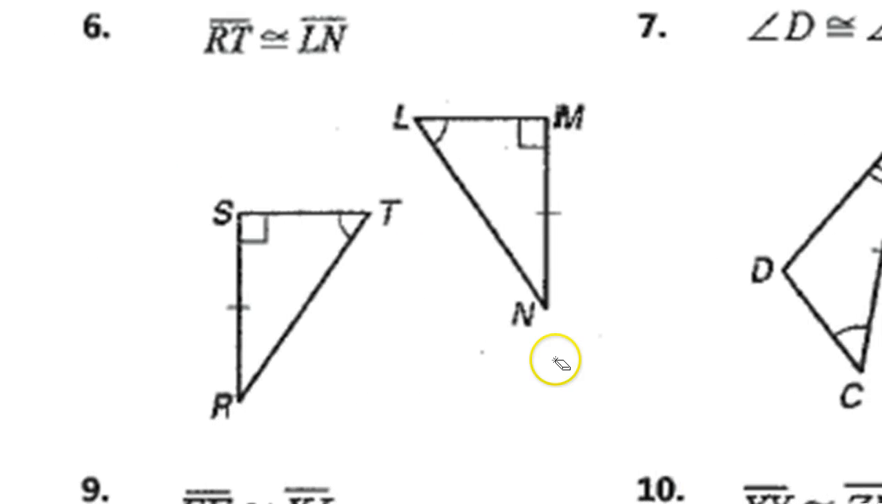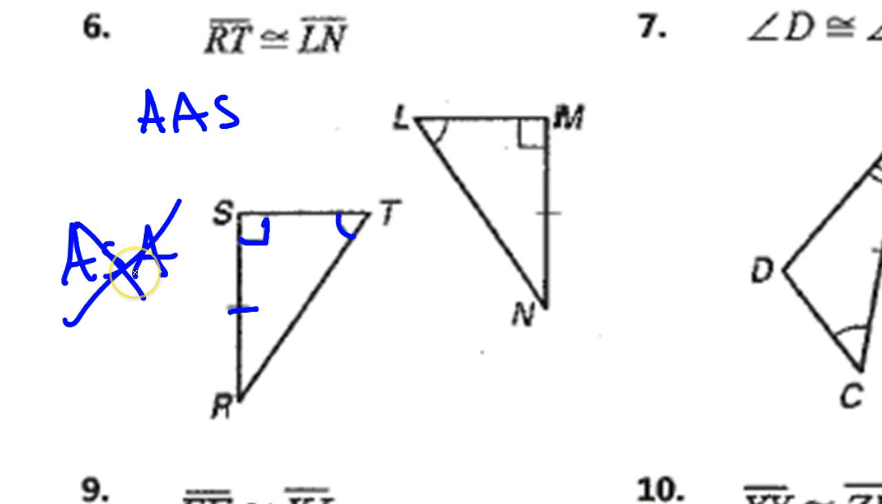All right, so looking at number 6, I see it's a right triangle, so is it hypotenuse leg? No, the hypotenuse is not congruent, or it's not marked congruent. But in that case, what I have is an angle, and another angle, and a side. So this is going to be angle, angle, side. It cannot be angle, side, angle. You would be wrong if you put angle, side, angle, because the side is not between the two angles. If it had been here, then it would be angle, side, angle.